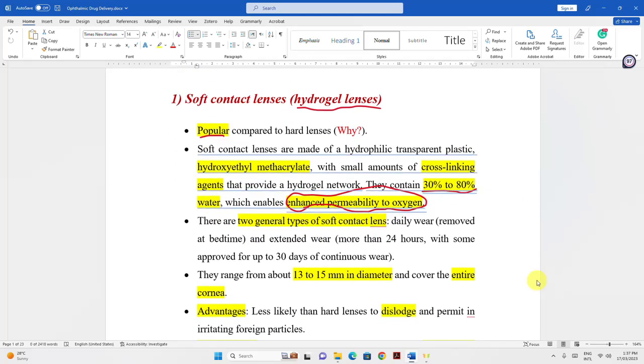Now, you can classify these lenses in different ways. For example, you can classify them into daily wear and extended wear. What's the difference between daily wear and extended wear? Daily wear means you remove them at bedtime. Okay, that's what is meant by daily wear. Extended wear means you wear them for more than 24 hours. Okay, some of them have been approved for 30 continuous days. Okay, that is the extended. So this is one way of classification.